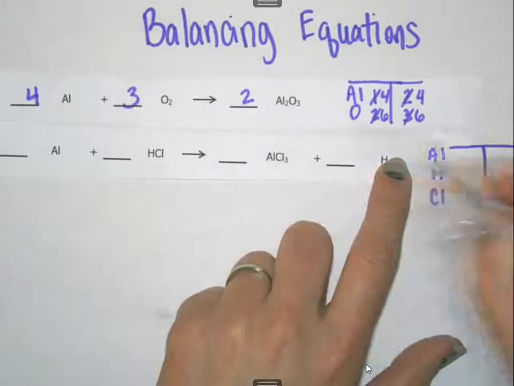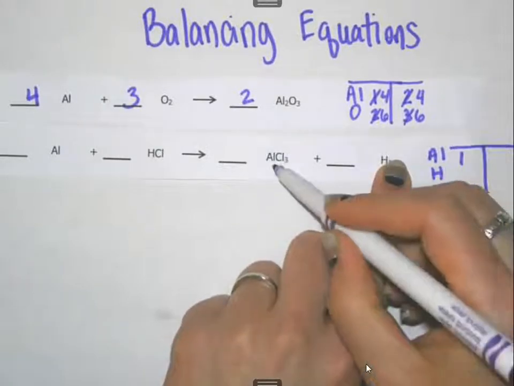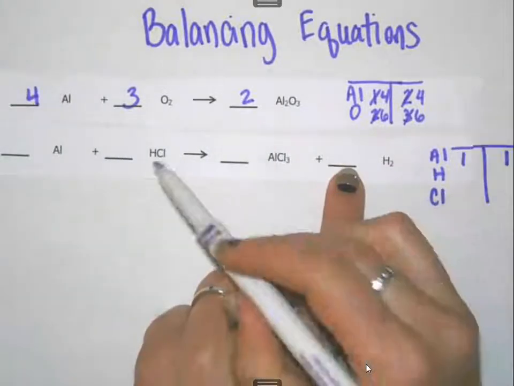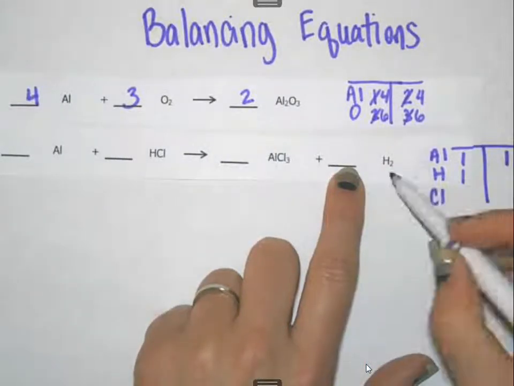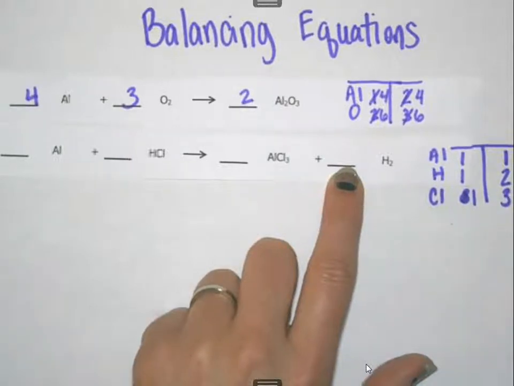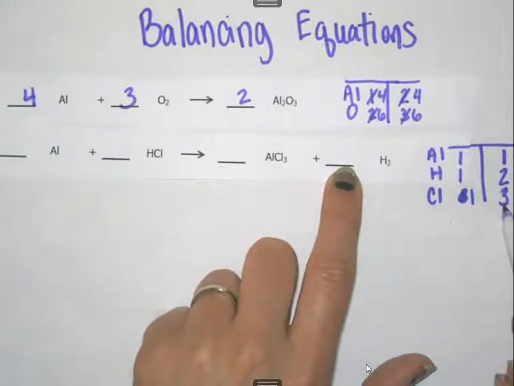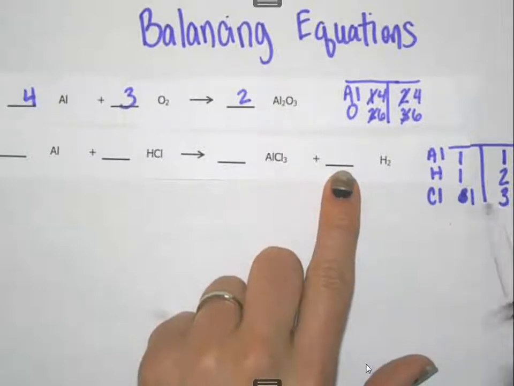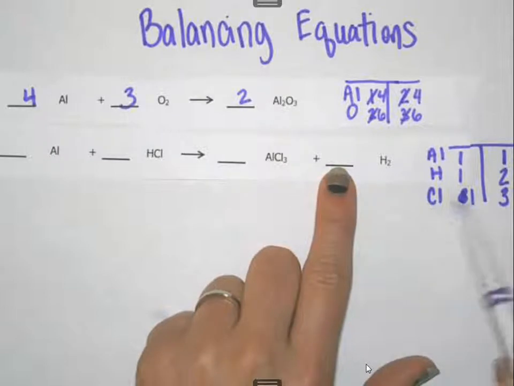I have 1 aluminum on the left, and I have 1 aluminum on the right. I have 1 hydrogen on the left, and I have 2 hydrogens on the right. I have 1 chlorine on the left, and I have 3 chlorines on the right. So I have 2 things that aren't equal over here. It doesn't really matter to me which one I pick, but I'm gonna start with the chlorines.